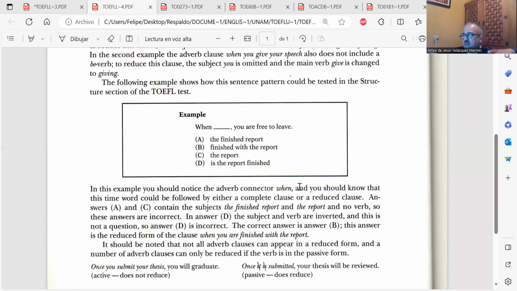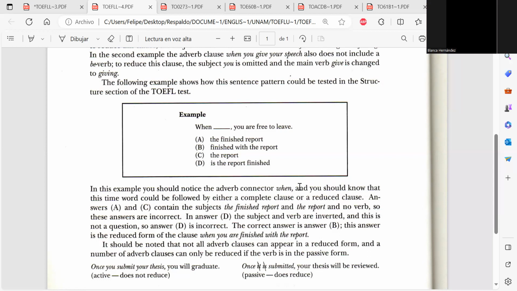So what is the repetition? When you are finished with the report, you are free to leave. What is the repetition? You and you. I eliminate you. Is this passive or active? When you are finished is passive. Okay, eliminate the auxiliary and leave it in past participle.